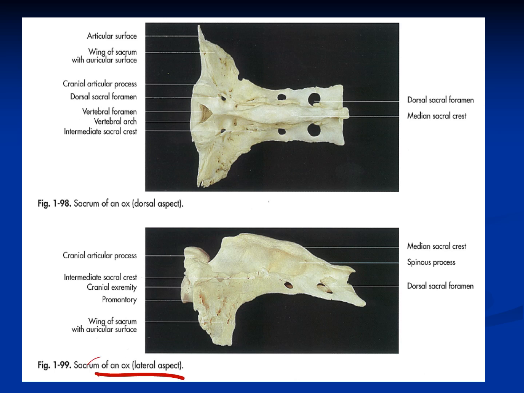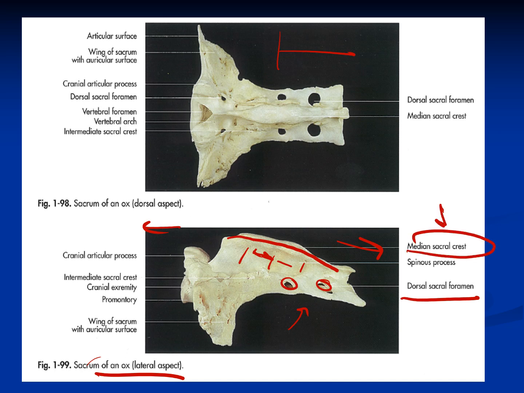In the ox, see this one here, almost T shaped. This is the area where the bones are fused. Even the spinous processes fuse together. Okay, and this is the cranial portion, and this is the caudal portion. The foramen here, we call the dorsal sacral foramen, and from the ventral portion, we call them the ventral sacral foramen.